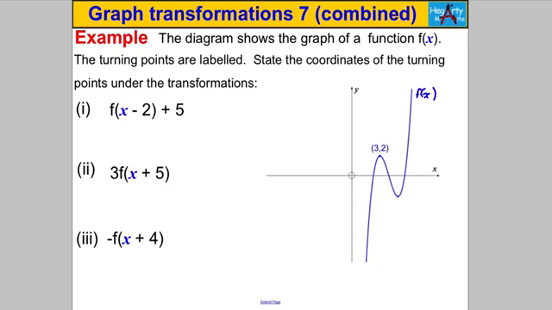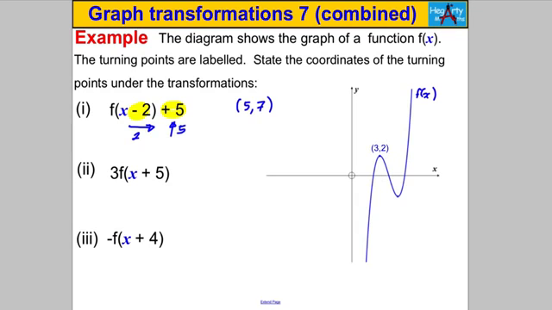Now, two transformations are going on here, one inside the bracket and one outside the bracket. We are subtracting 2 inside the bracket. Remember, inside the bracket affects x, and does the opposite to what you think, so we're going to move the whole graph 2 units to the right. Adding 5 is outside the brackets, so it's in the y direction, and it does what you think, which is move the graph up by 5 units. All we've got to think is we need to add 2 to the x number and add 5 to the y number, so the turning point would be at 5, 7.